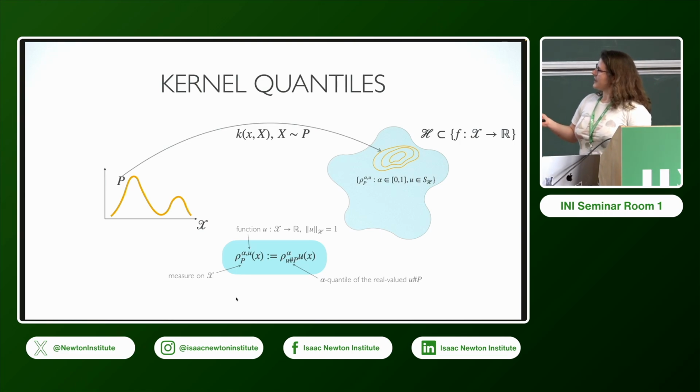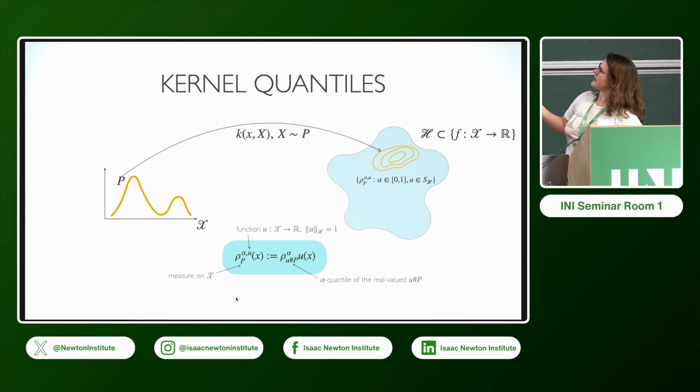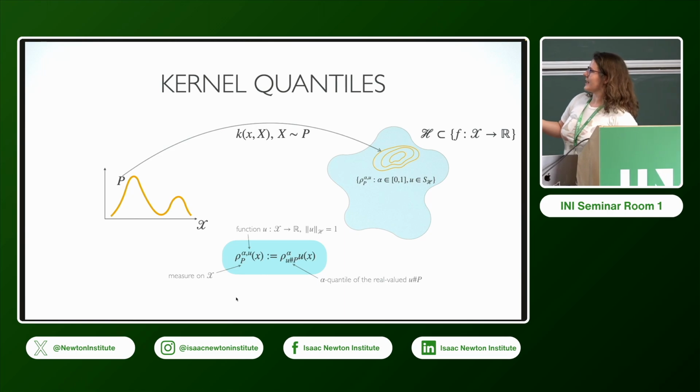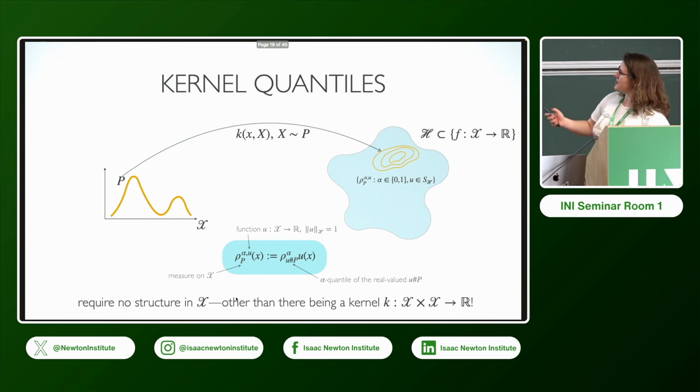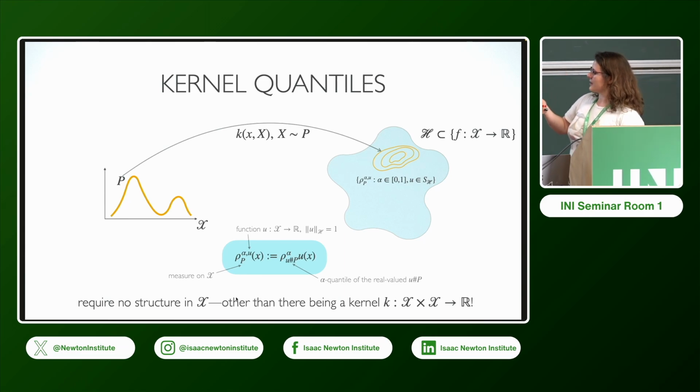And if these are built for every alpha and every U, that's what these contours are meant to visualize. So let's say this is alpha 0.5, 0.2, 0.5, 0.7, and like in all directions U. Again, measure P lives on the input space X, not in the RKHS. This is a subtle but important difference because it allows us to require no structure in X other than the kernel.